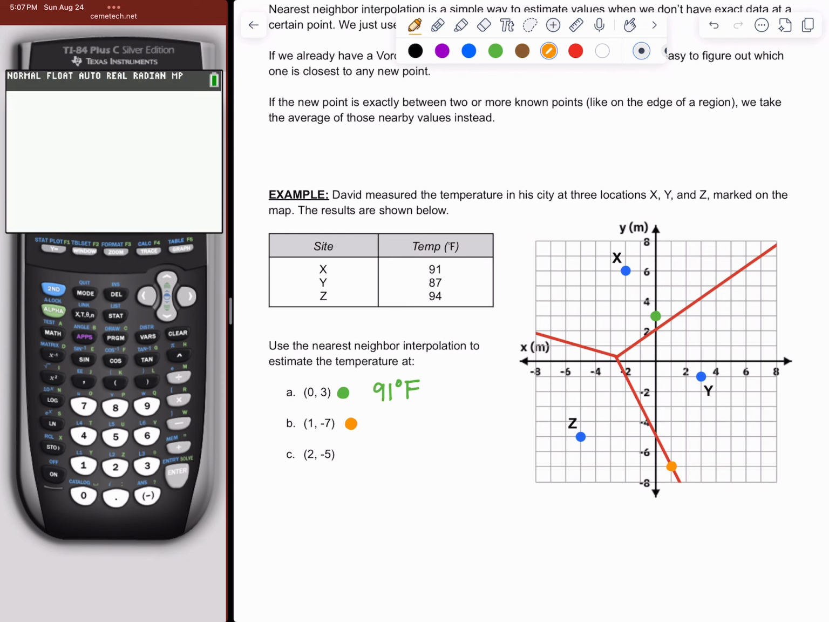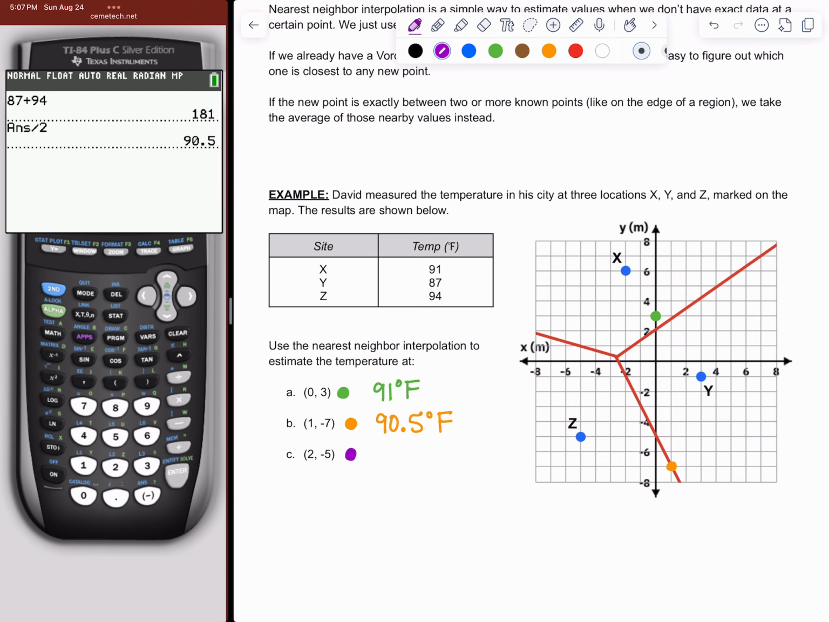In order to find the average, all we have to do is add Z and Y together. So that's 87 plus 94, and you want to divide that by 2, and you get 90.5 degrees Fahrenheit.